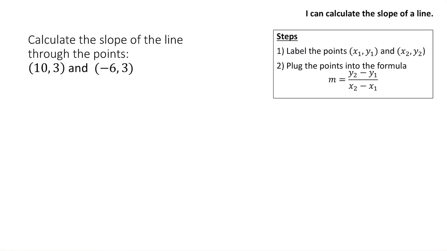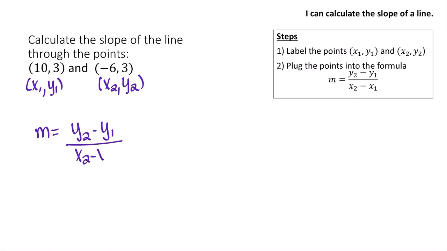Now let's calculate the slope of the line through the points (10, 3) and (-6, 3). Let's first label our points (x1, y1) and (x2, y2). Now let's plug into our formula. We have m equals y2 minus y1 divided by x2 minus x1. So y2 I've labeled as 3 minus y1 I've labeled as 3, divided by x2, which is labeled as -6, minus x1, which is 10.